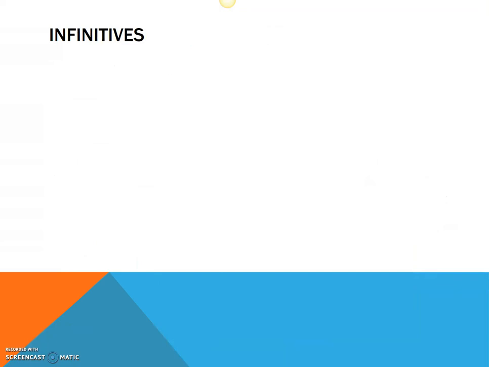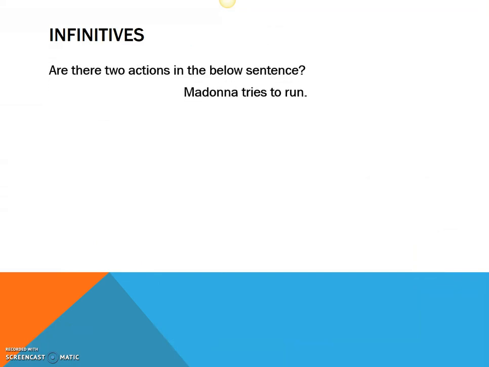So we're going to start by talking about an infinitive. There are two actions in the below sentence. So let's look at this sentence here. We have Madonna tries to run. Well, if I am new at parts of speech, I go, well, what's going on? I got two actions. I can try and I can run. So what's the verb? Do I have two verbs here? What's going on? Well, we have this little thing that's an imposter.